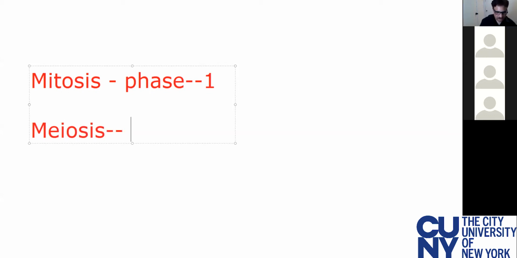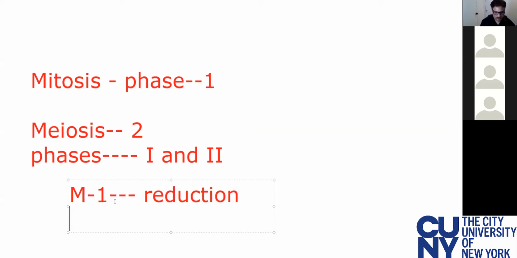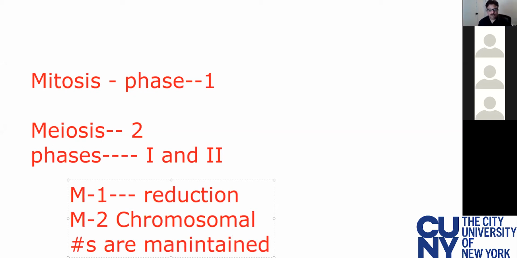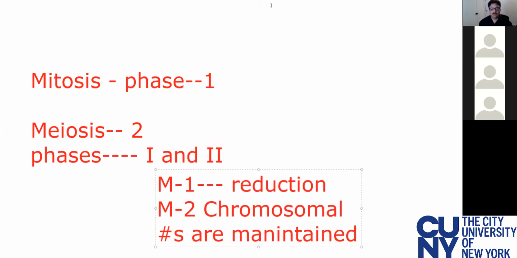But meiosis has two phases. What are these phases? One and two. Out of these two phases, meiosis one, M1, is reduction division. The chromosome number reduces. In M2, the chromosomal numbers are maintained. So meiosis two is more like mitosis. I don't want to go into detail, but meiosis overall is a reduction division, right?